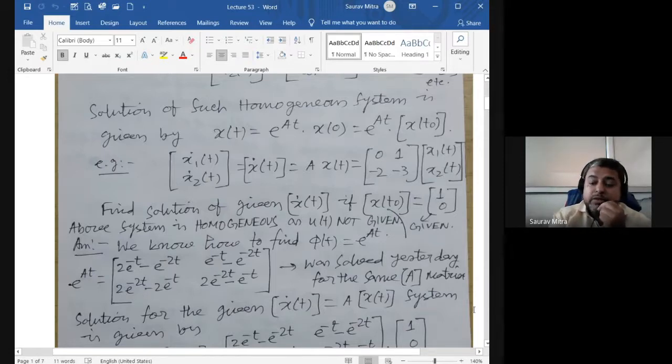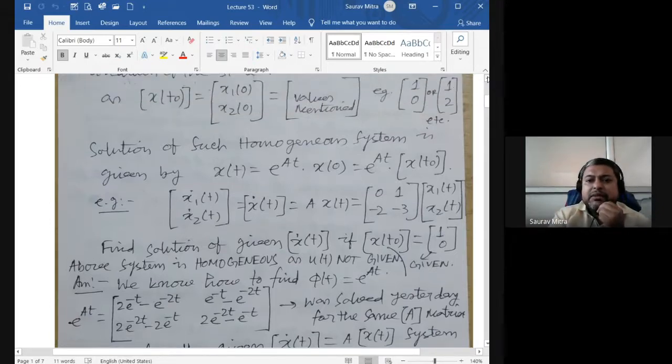Now again go back to yesterday's lecture and see the last numerical we have solved. I had given you a matrix of 3 by 3. I asked you to find what is e raised to At. You had found out e raised to At. And then one x(t0) was given to you, that is the initial condition. It should be given. Some column matrix will be given to you. So in this case, I have given the column matrix as maybe 1 0 or 1 2 or something.